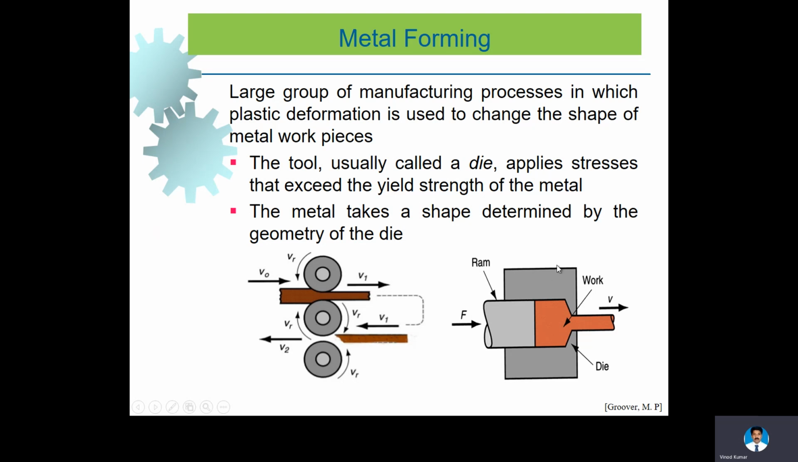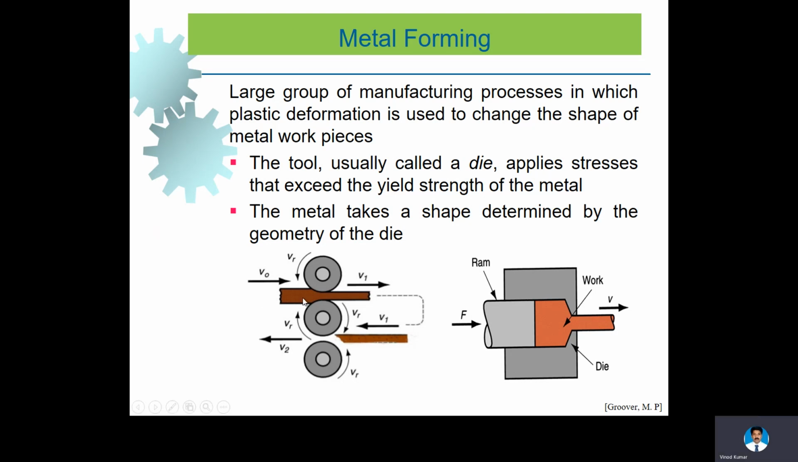Here you can see a die. After application of stresses or load, whenever the load exceeds the yield strength of the material, the material will deform, and it will be passed through the die to get a particular shape. For example, production of tubes, shafts, bars, etc.